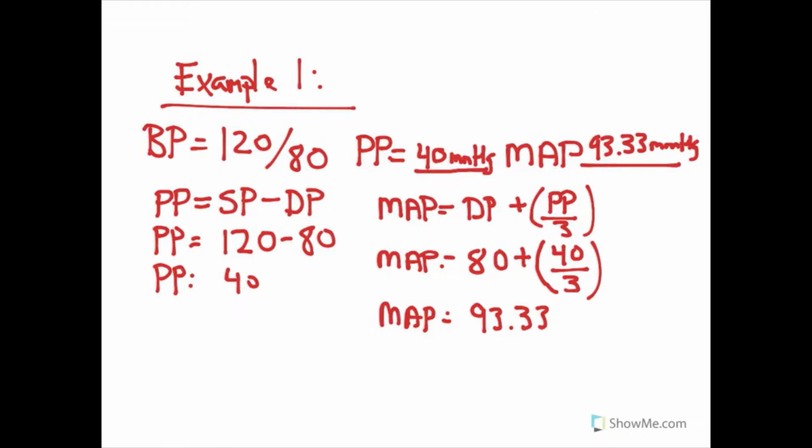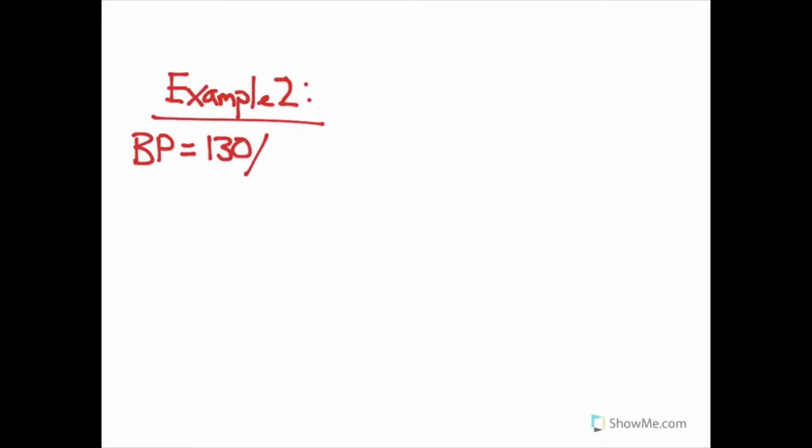Okay, let's do a couple more worked examples, and let's do one where I decide to make the blood pressure a little bit higher. Not extremely high, but let's make it a little bit higher. So let's do example number 2. So here's another example. Now, with example 2, blood pressure in this case is going to be 130 over 90. Okay, we want to find pulse pressure. We want to find mean arterial pressure.